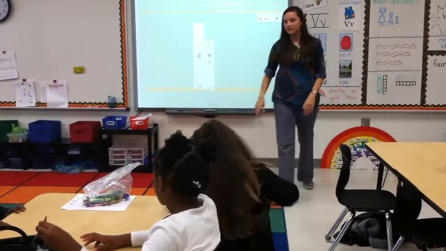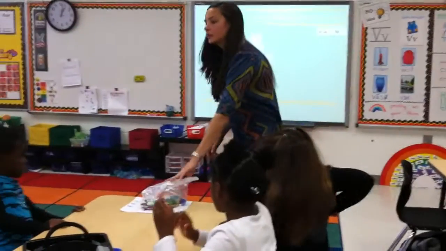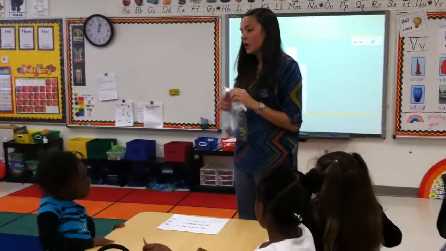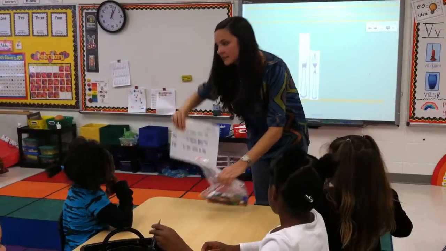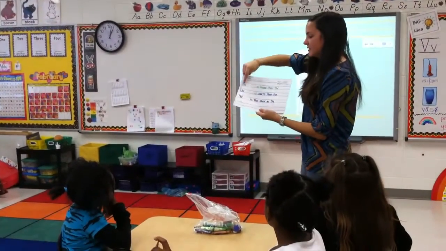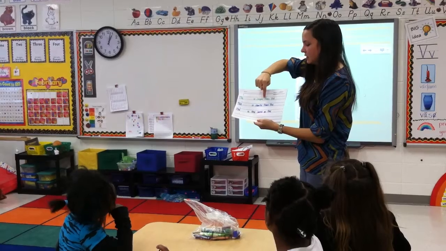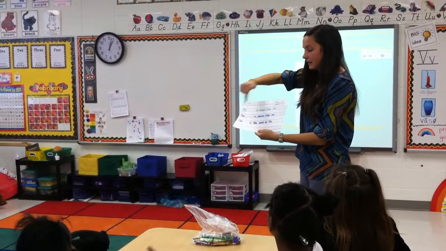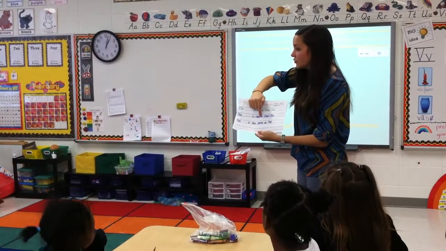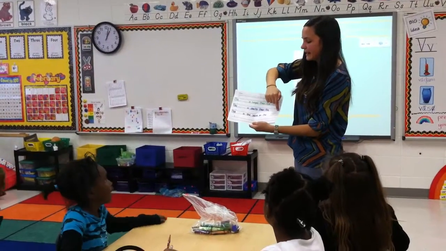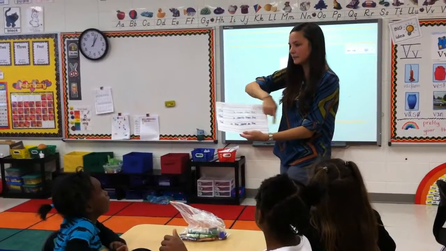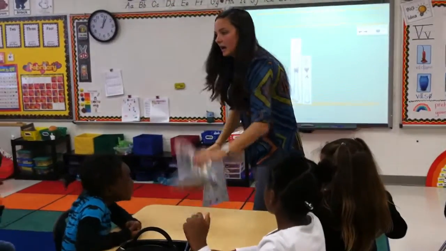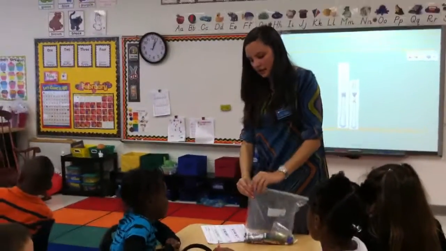We have lots of objects in our bags, and we're going to be measuring them. We're going to write sentences about them. I already started the sentence for you. It says, the blank is longer than the blank. The blank is shorter than the blank. The blank is the same as the blank. You are going to get objects, and you are going to measure them.